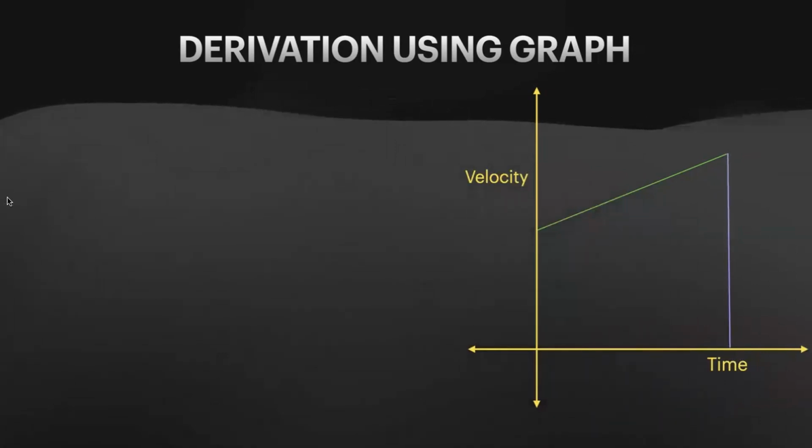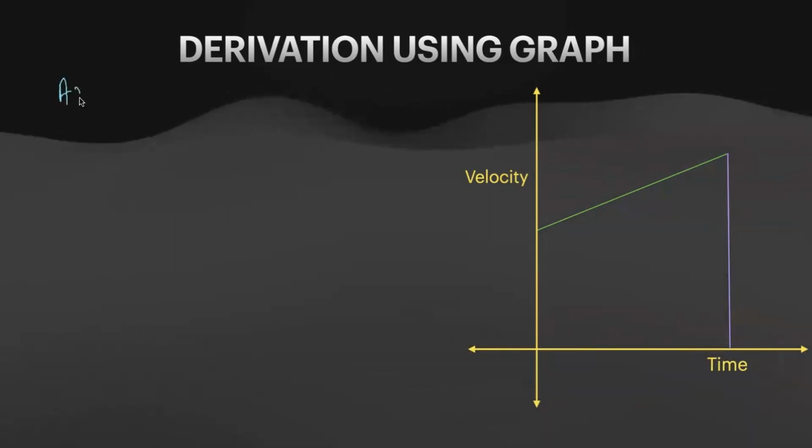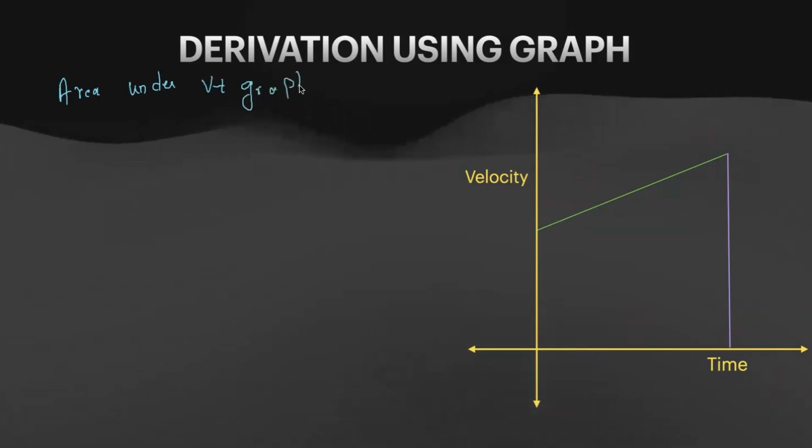Yeah. So this time I will directly be using the formula for the area of a trapezium. So here what do you have? I have a trapezium. So what concept are we going to be using? Area under the velocity-time graph. Area is nothing but displacement.